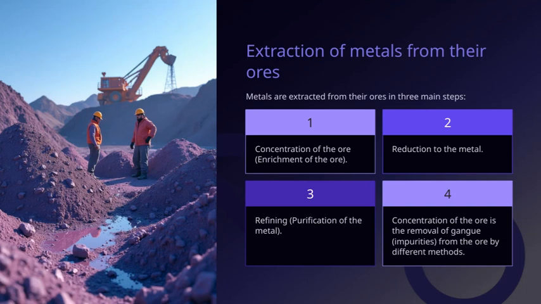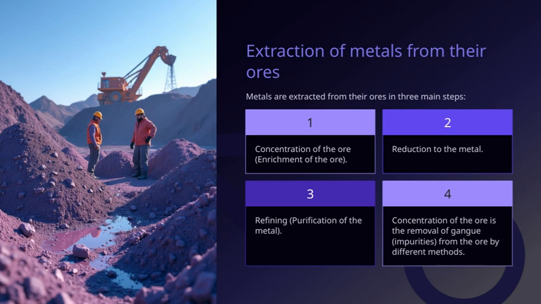Let's talk about the main steps involved in extracting metals from their ores. First, we have the concentration of the ore, which is all about removing the gangue, or impurities, from the ore. This step is crucial because it makes the extraction process more efficient. Once we have a concentrated ore, the next step is reduction to the metal itself. This involves chemical processes that convert the concentrated ore into pure metal. Finally, we move on to refining, which is all about purifying the metal to achieve the desired quality.